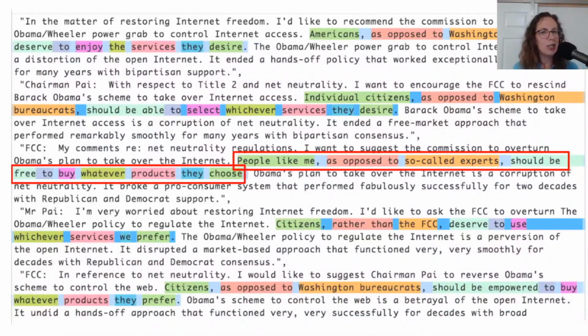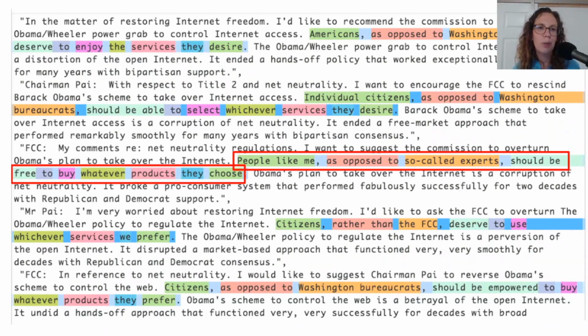Going back in time to 2017, the FCC was considering repealing net neutrality, and so they opened up for comments to see how Americans feel about net neutrality. This is a sample of many of the comments that were opposed to net neutrality. They wanted to repeal it. I'll just read a few clips.